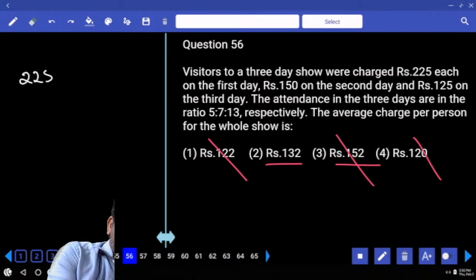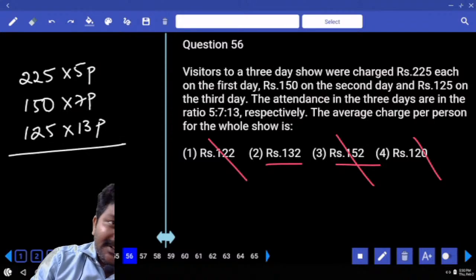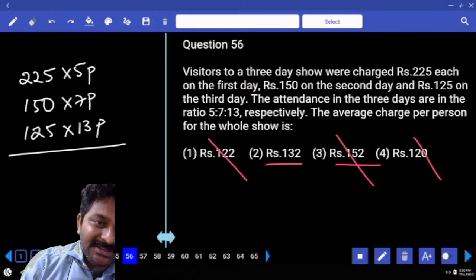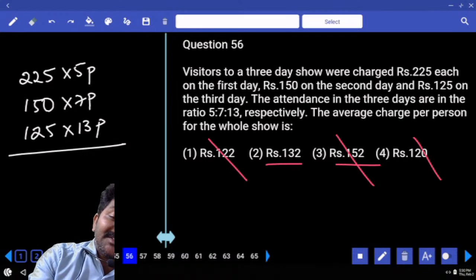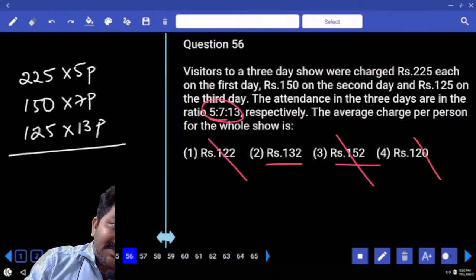First day they charge 225 rupees, second day 150 rupees, third day 125 rupees. And how many people were there on the first day? 5 parts. Second day 7 parts. Third day 13 parts. Now if you add everything, that is going to be the total collection. But we were asked to calculate the average. That means it should be divided by 5 plus 7 plus 13, which is 25 parts.